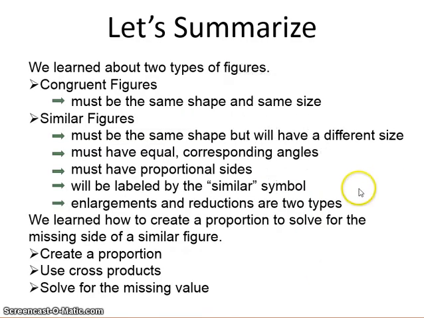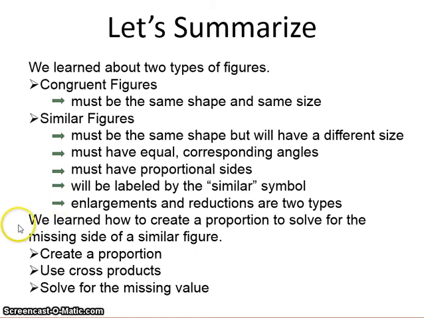So let's summarize. We learned about 2 types of figures in this lesson: congruent and similar figures. Congruent figures must be the same shape and the same size. Similar figures, we learned several things about similar figures. They must be the same shape, but will have a different size. They must have equal corresponding angles. Similar figures must have proportional sides. They will always be labeled by the similar symbol. Enlargements and reductions are 2 types of similar figures.